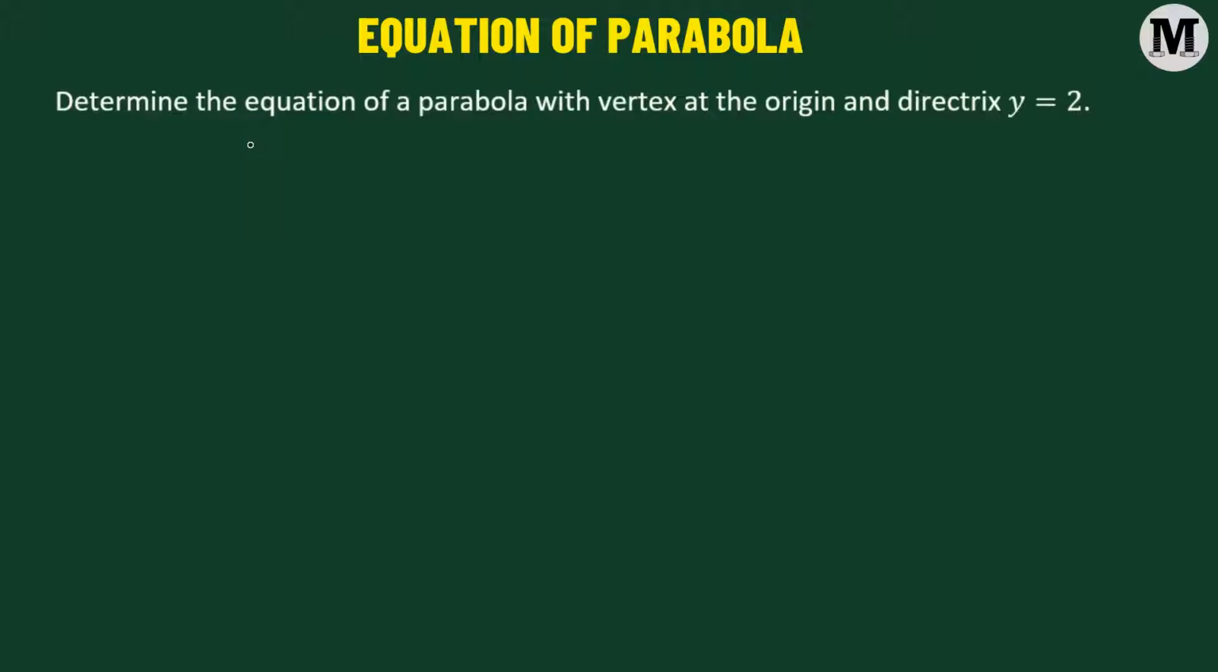So in this problem, we need to determine the equation of a parabola such that its vertex is at the origin and the directrix is given by the equation y equals 2. Let us begin. So we'll try to understand the problem graphically first.